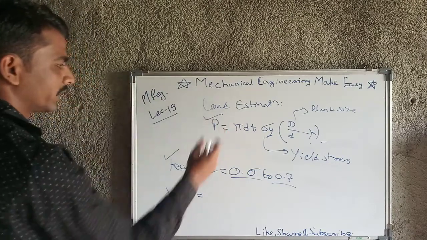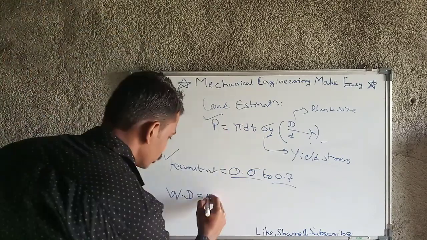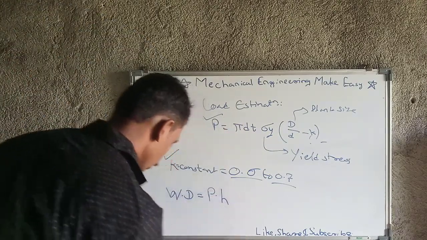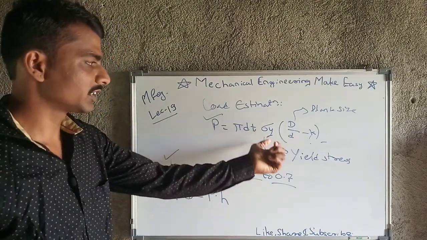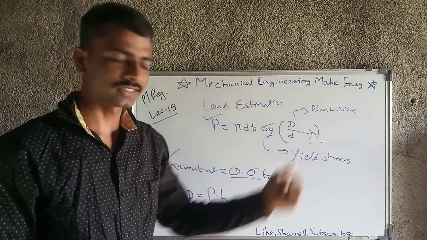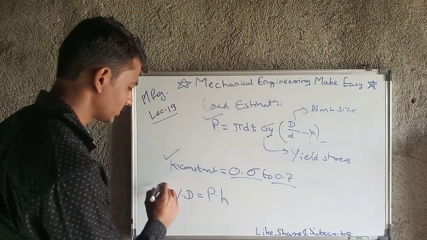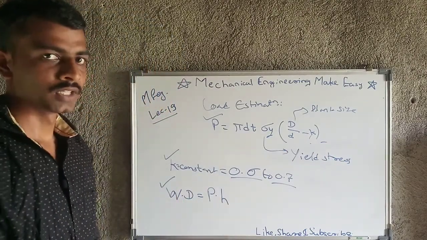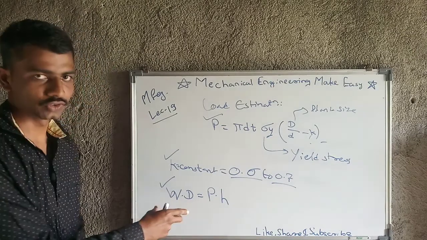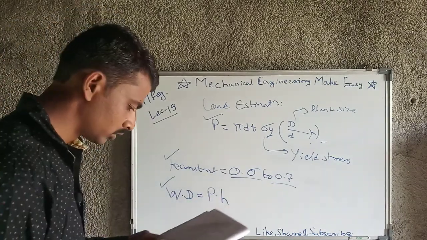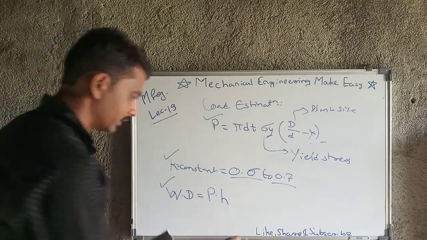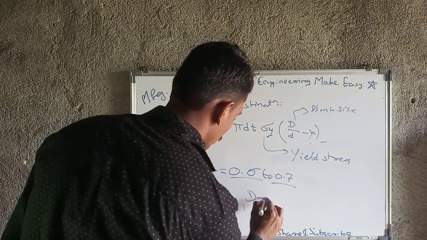We have now calculated the load estimation. So work done will be load into height. What is P? P is π d t σy (D/d − K), and P into H is nothing but work done. There may be chances that you are asked about work done, so the formula for work done is load into height. Then there is one another concept, that is draw ratio.